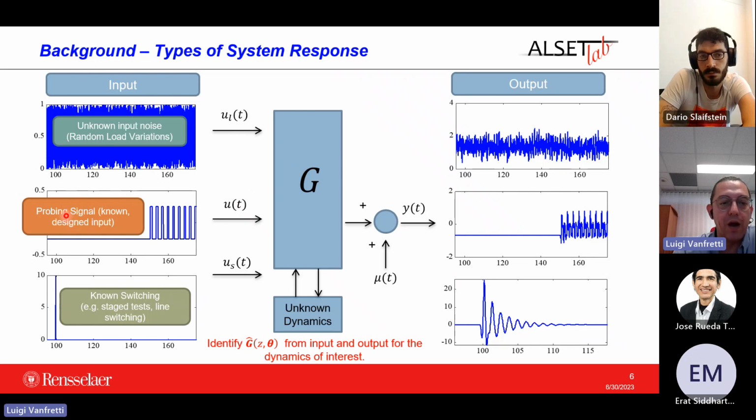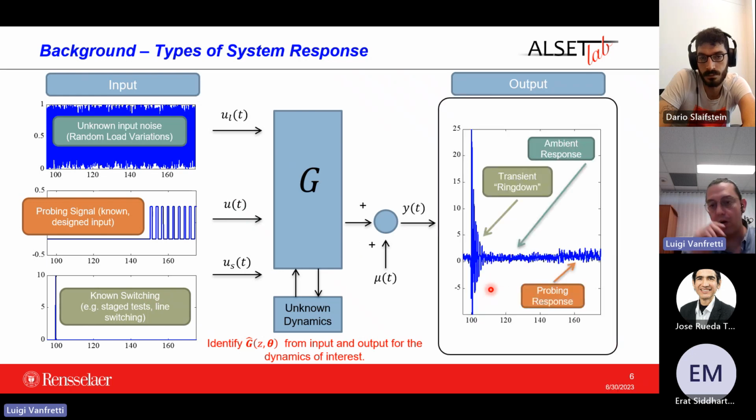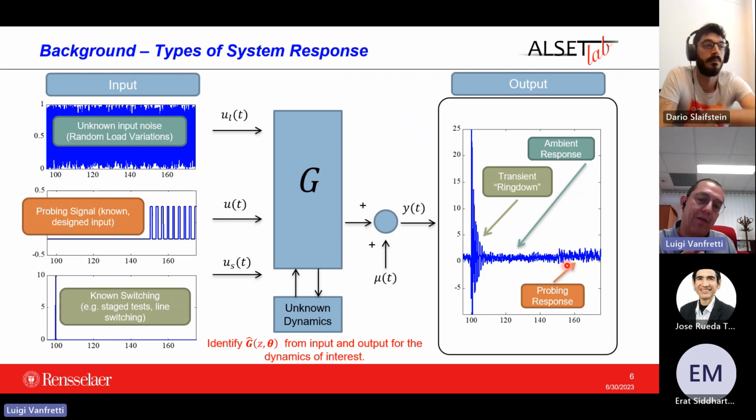We could also have a probing signal. So we design the signal to have a certain characteristic, and we will have the system response to that characteristic. And finally, we could have a transient, and we will have the response to that transient. So in total, you have a whole response of the system that has different components, right? You have this transient one, then you have the ambient, and then you have the probing. And from these three types of data, you can estimate the system dynamics.